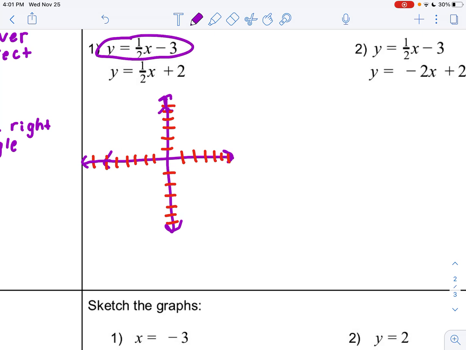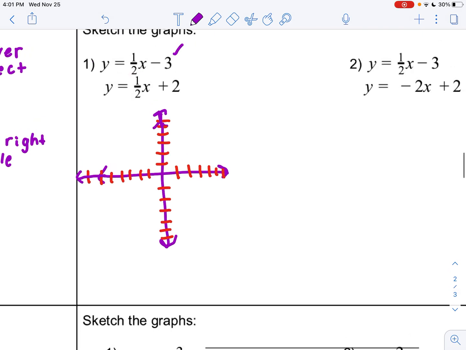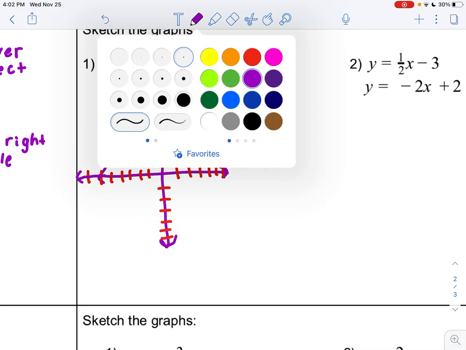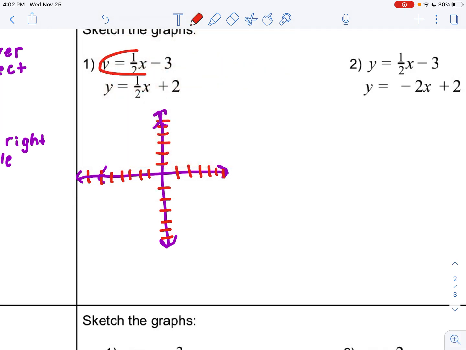Okay, I'm going to do this one first. So this tells me I'm going to go down 3 on the y-axis. So I'm going to do this one in red here. I'm going to go down 3 on the y-axis, so right here. And then my slope is rise over run. So we're going to go up 1 to the right 2. So from here, we're going to go up 1 to the right 2, and then make a point. Up 1 to the right 2, and make a point.